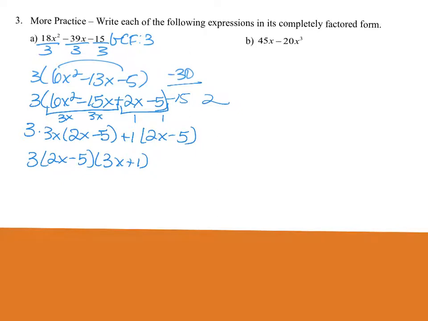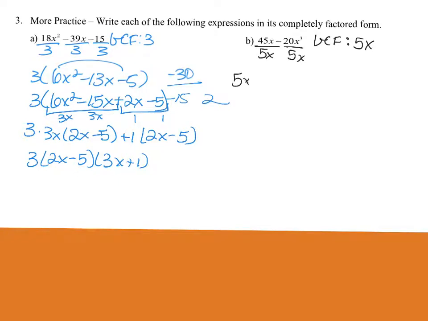On B is looking a little different, but let's see. So my GCF between 45 and 20 is going to be 5, but they also have x's. X to the 1 is the lowest exponent. So I'm going to divide everything by 5x.